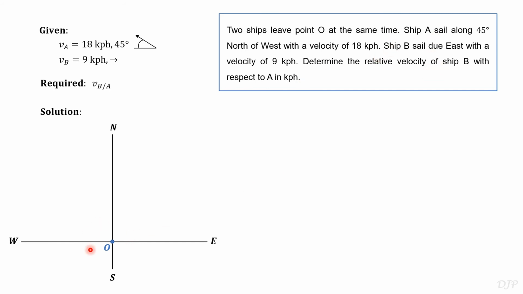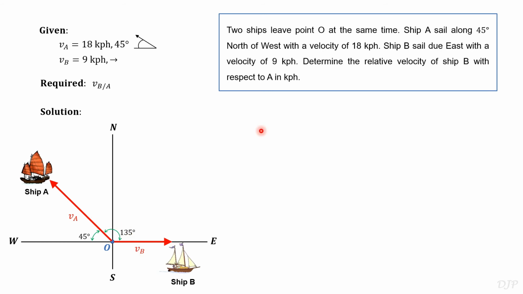So take note that this point O represents the reference point described in the problem. For ship A, V sub A must be inclined 45 degrees with respect to the horizontal, while the arrow vector for V sub B is directed to the right along horizontal. In preparation for our alternative solution, let's just indicate the angle between V sub A and V sub B.